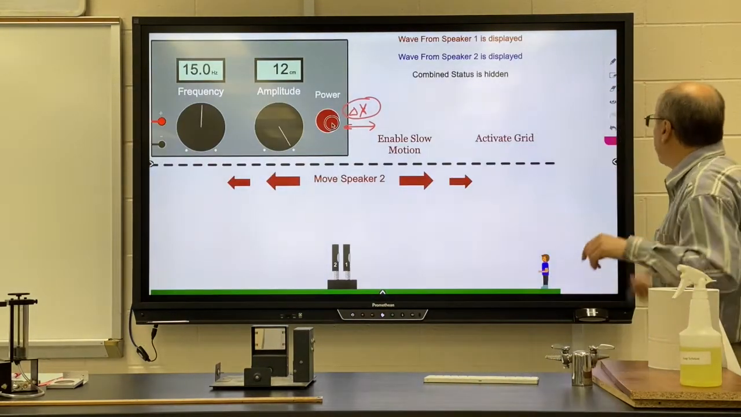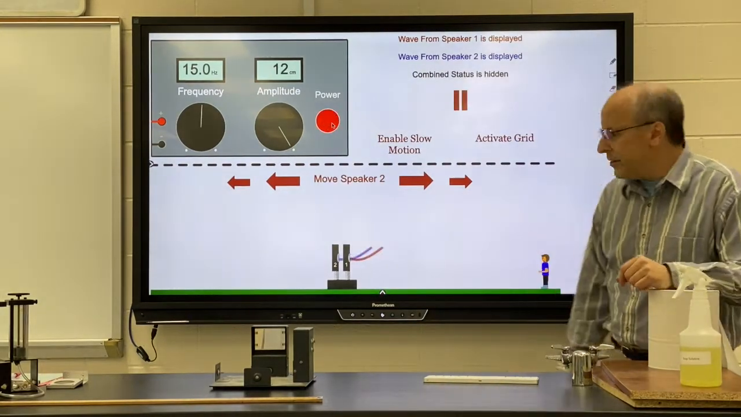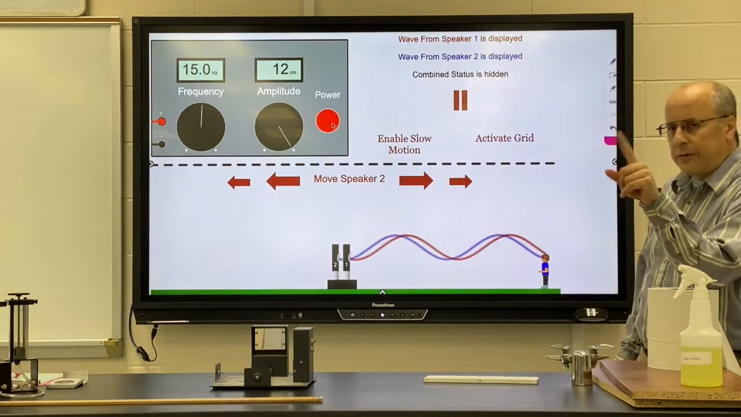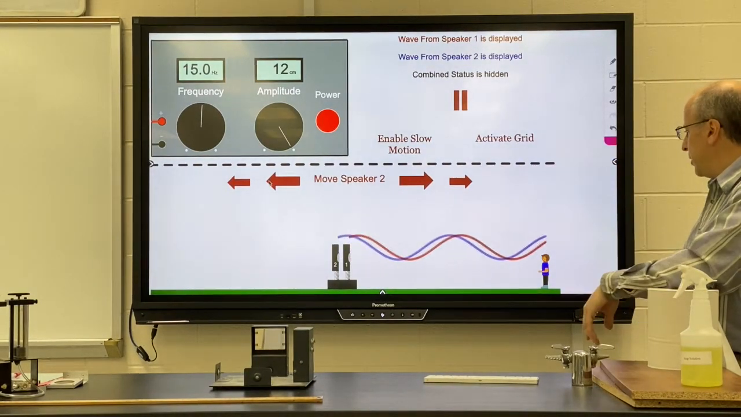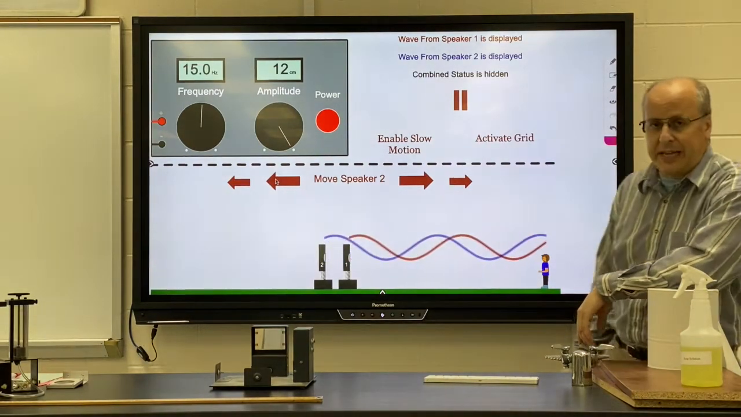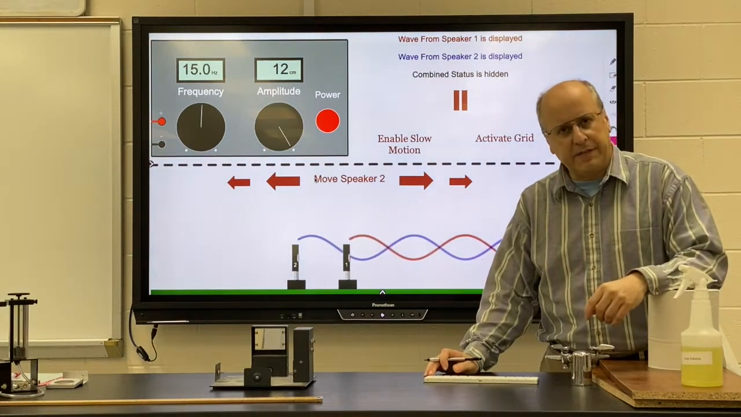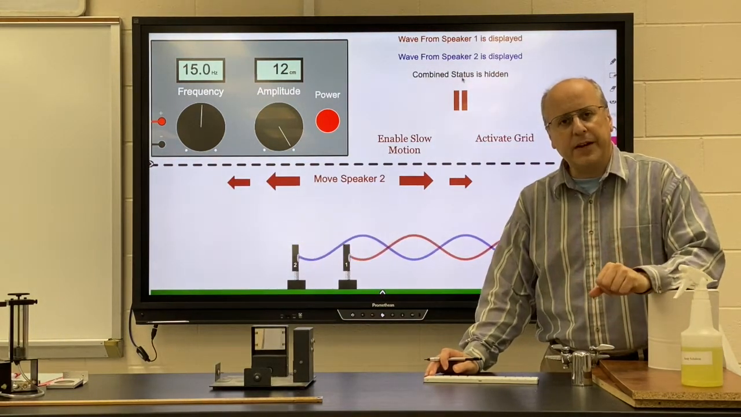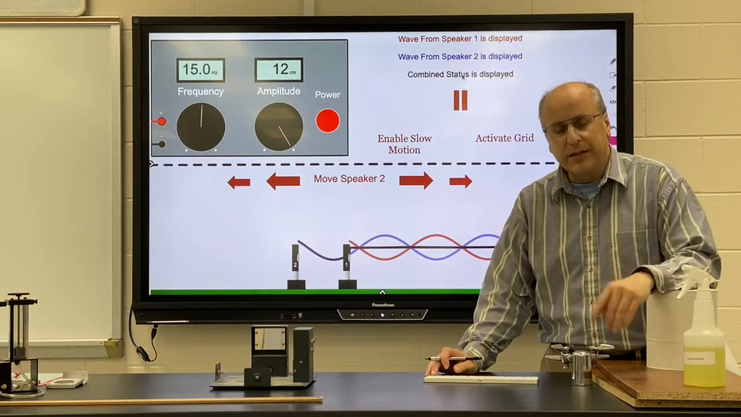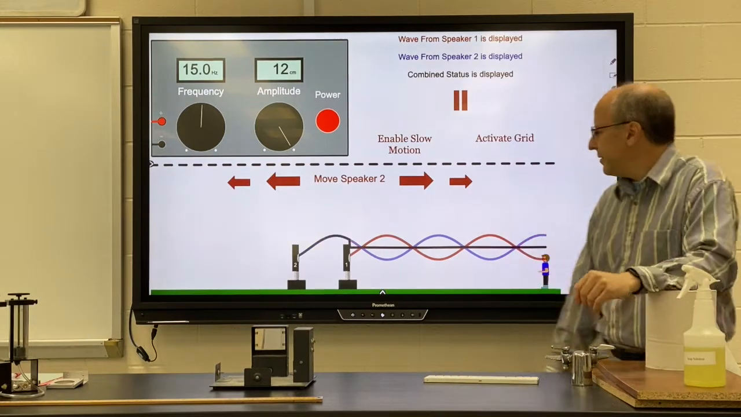All right, so let's take a look. So let's start our speakers making sound. One frequency, both the same frequency, both the same amplitude. You can see they are arriving at the person out of phase. Not perfectly out of phase, but not perfectly in phase. So we have interference, it's just not constructive or destructive in terms of total. It's not totally constructive, it's not totally destructive.